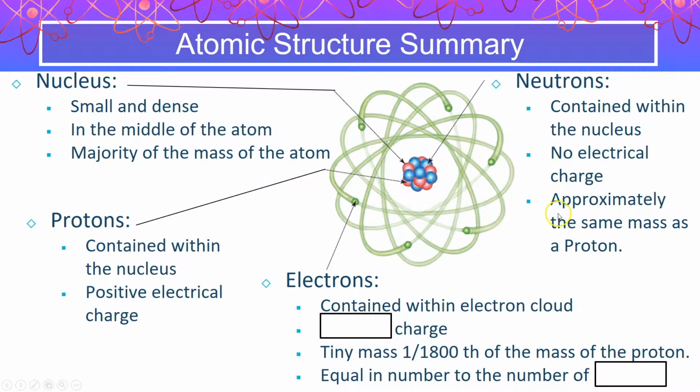Finally, whizzing around the outside, you have electrons. They're contained within the electron cloud. They have a negative charge, and they're absolutely tiny, 1/1800th of the mass of a proton. In an atom, they're going to be equal to the number of protons. So electrons and protons have the same amount as each other, as long as you're talking about just an atom. We will talk about a bit later when that changes.